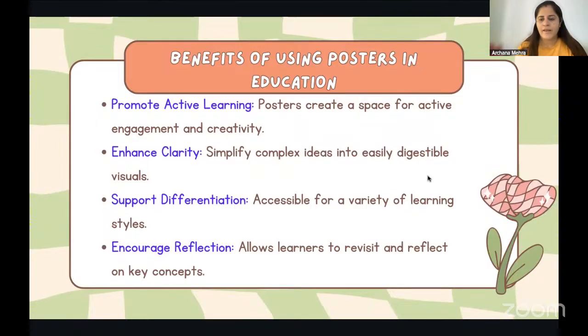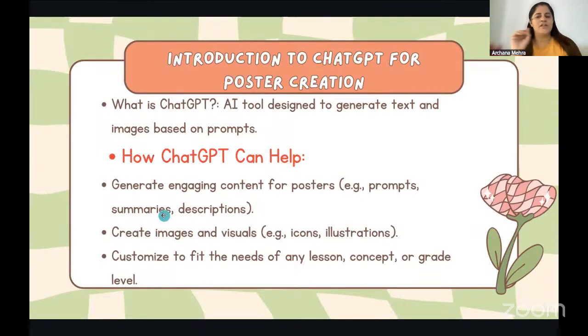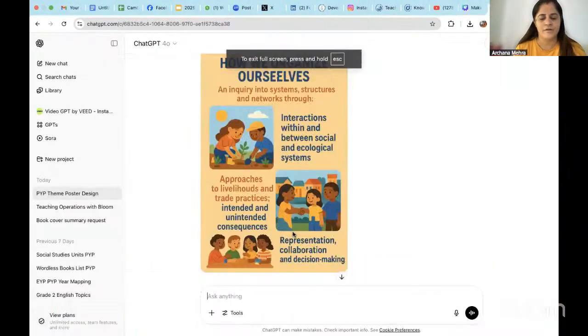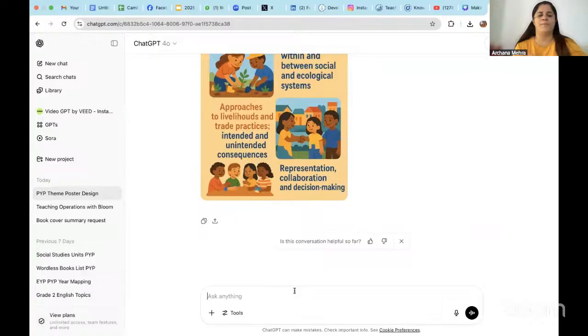So let's go ahead now. Using ChatGPT. What is ChatGPT? Everybody knows it. It's an AI tool. It helps us generate text and images based on the content and prompts we give to ChatGPT. So how do we generate? I would request everyone to log into ChatGPT first, like I will do over here. I have logged into this ChatGPT. Can everybody else also join so that we make the poster together and then we all can share it?